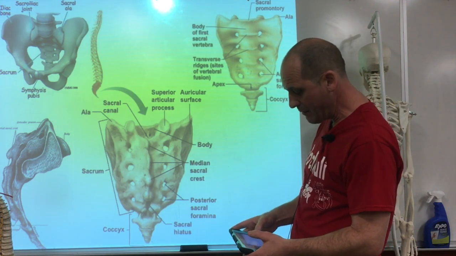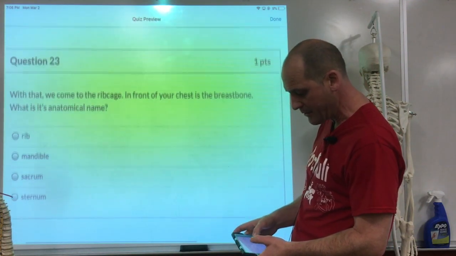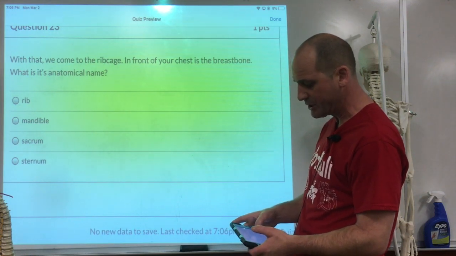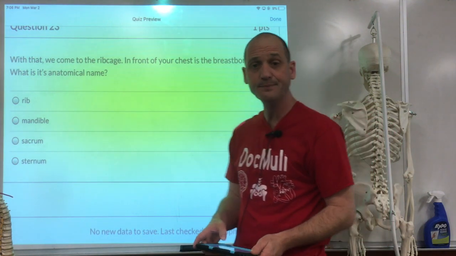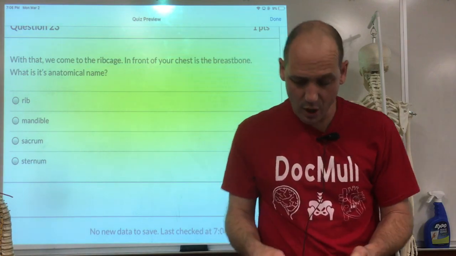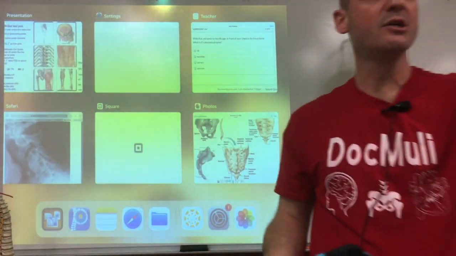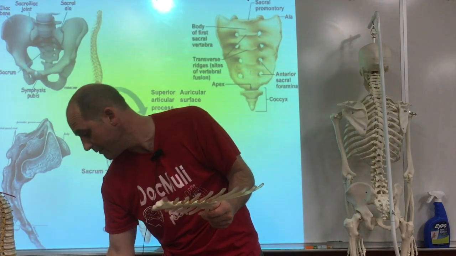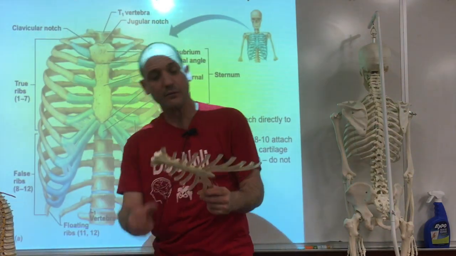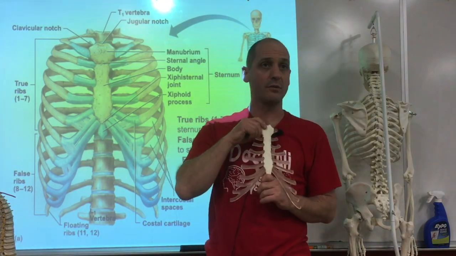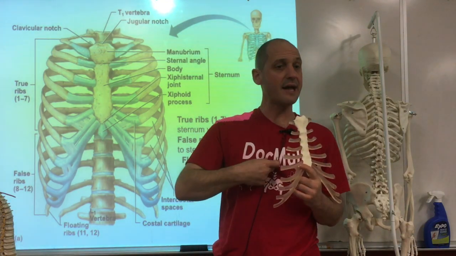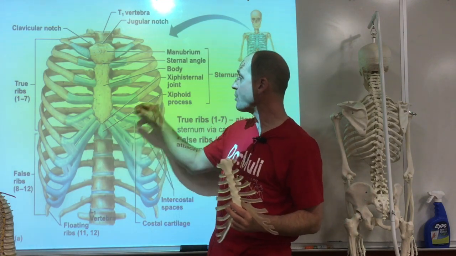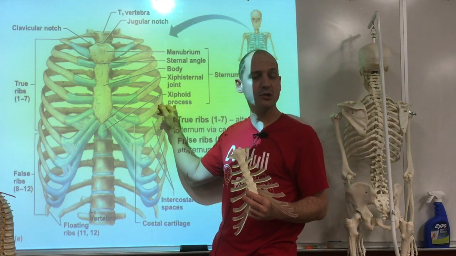And then, last but not least, with that we come to the rib cage. In front, just the breastbone. What is the anatomical name? Sternum. Good. So you got these on your table. The chest plate is the sternum. So this plate here, that's the sternum. We got the tip at the bottom. That's the xiphoid process, which I want you to know.